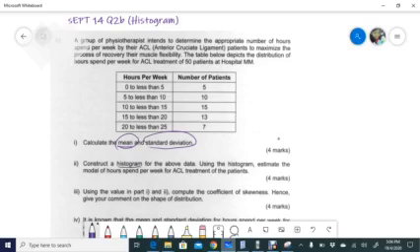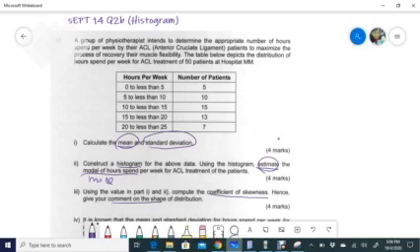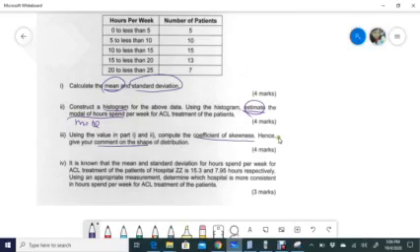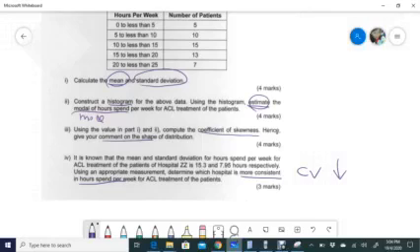After that, construct a histogram. Then from the histogram, estimate the mode. So what does this mean? It's your mode. You just need to estimate or determine it from the histogram, no need to calculate. After that, compute the coefficient of skewness. Then comment on the shape. Apart from this, you can see which hospital is more consistent, so again, you choose the CV that is lower. Is that okay? So how to start?